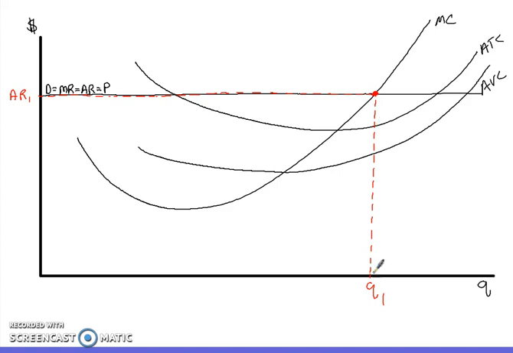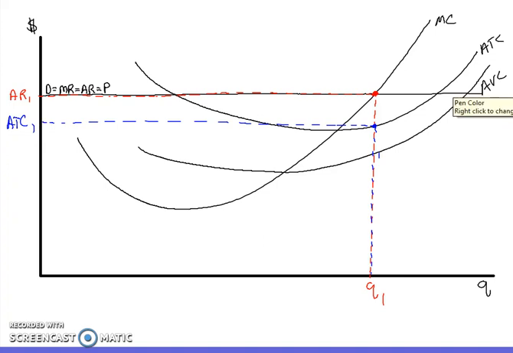Let me just change my color up here. So we can come up here to where we hit the average total cost, where we have our tunnel vision. Right here, where marginal revenue equals marginal cost. That's our tunnel vision. That's where everything's going to happen. So at that level of production, we come up and hit the average total cost curve and come across. And that's going to give me my average total cost. We'll call it average total cost 1.